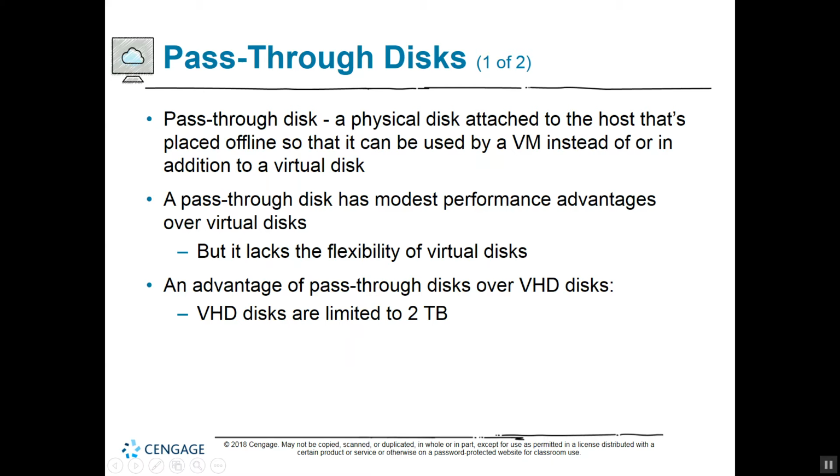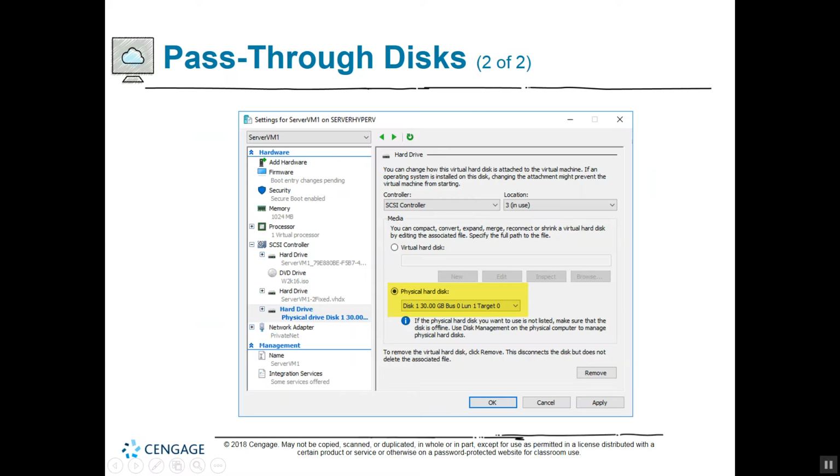An advantage of pass-through disks over virtual hard disks is that virtual hard disks are limited to 2 terabytes. Now, VHDX, we can get larger. Okay, so here we go with our physical hard disk, what we point to.